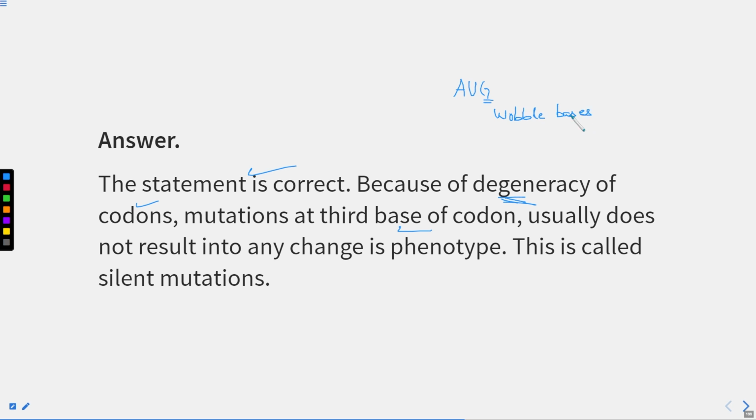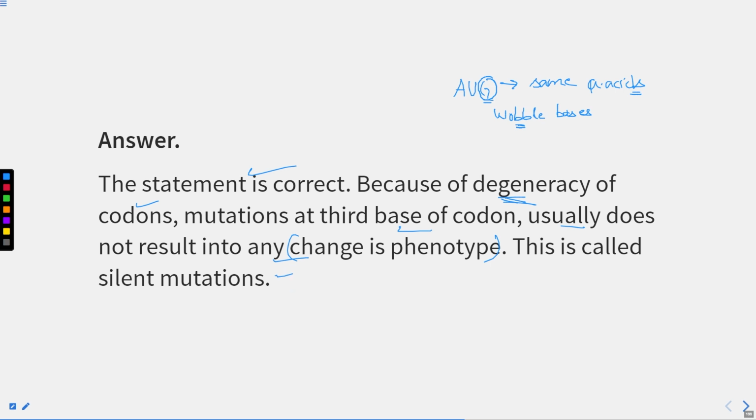So this base shows a lot of variation. The third base of the codon, known as the wobble base, usually does not result in any changes in its phenotype. So if there is a change in the third base, it usually will not cause any change in the phenotype. It means it will code for the same protein, the same polypeptide, the same amino acid, and there will be no change in the phenotype.